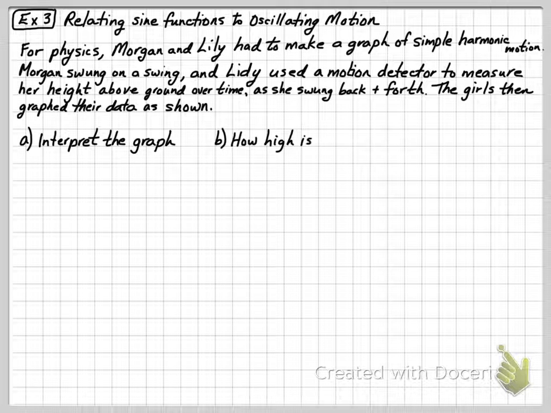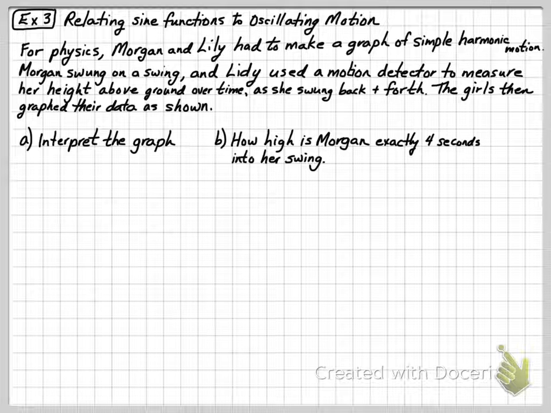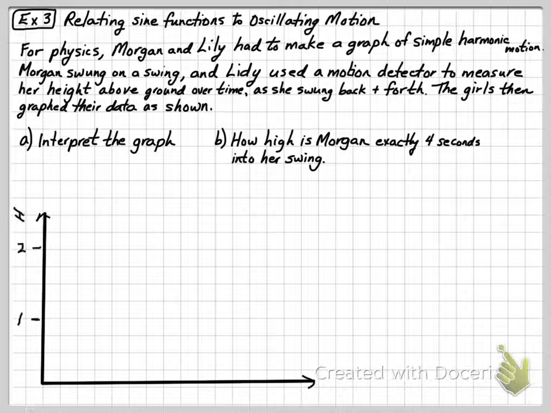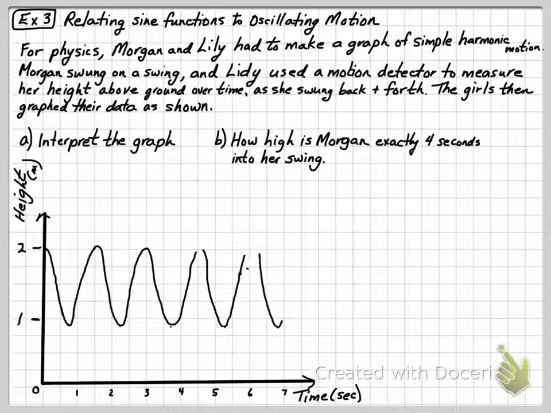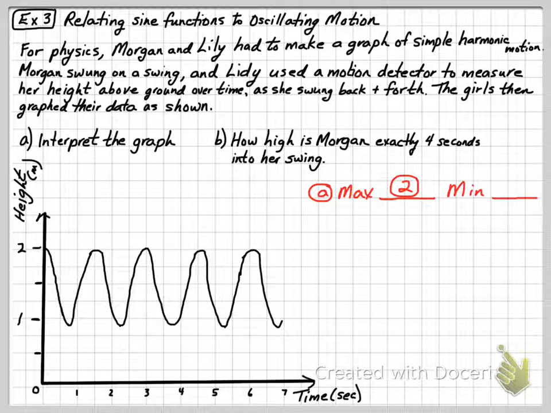We're asked to interpret the graph, and we're asked how high Morgan is exactly 4 seconds into her swing. So here's our graph. As we plotted our points, we can start examining our information. Interpreting the graph means what's the maximum? What's the minimum? So the maximum, as you can see, is at 2. The minimum is a little bit below 1. We would say the minimum is probably, if it was pretty accurate, 0.8.